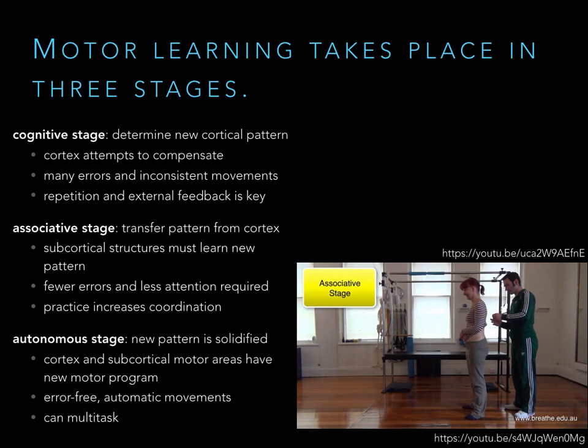So in the next stage, in the associative stage, here we can see an improvement in the movement. It's still not effortless and error-free yet, and it still requires some attention. So what we're doing now is transferring this new pattern that we've created in the cortex to subcortical structures.